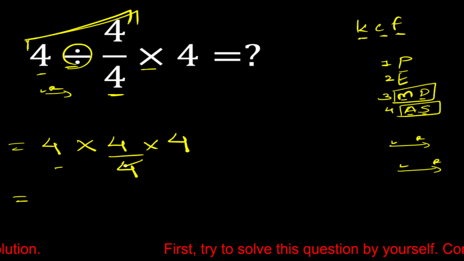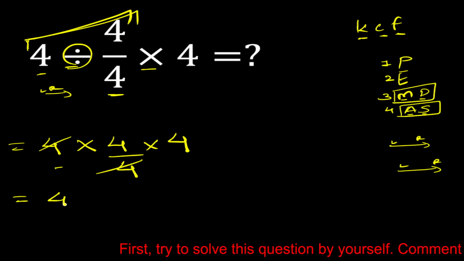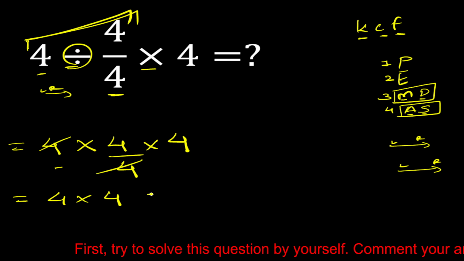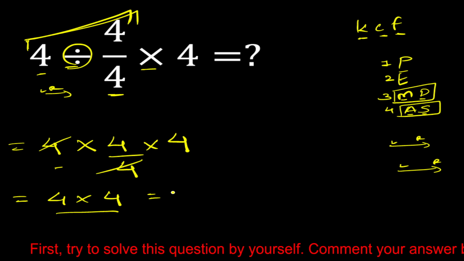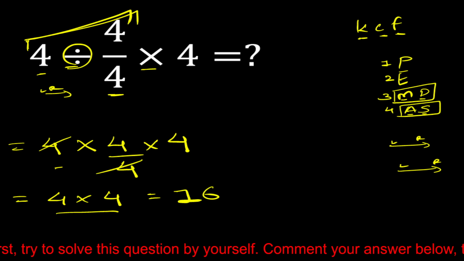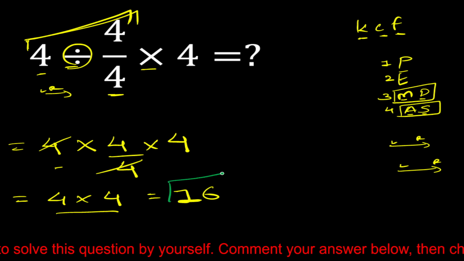Now cancel this 4 by 4, which is equal to 4 multiply 4. So 4 multiply 4 is equal to 16. Okay. So the correct answer is 16. Okay.